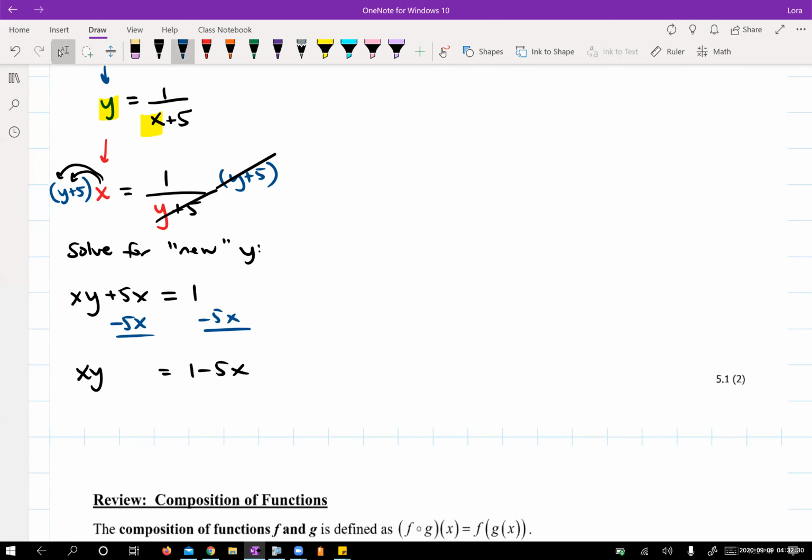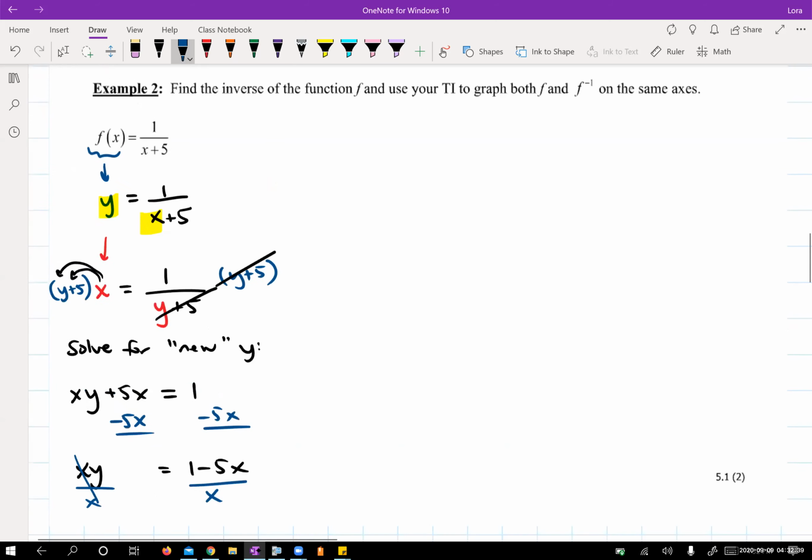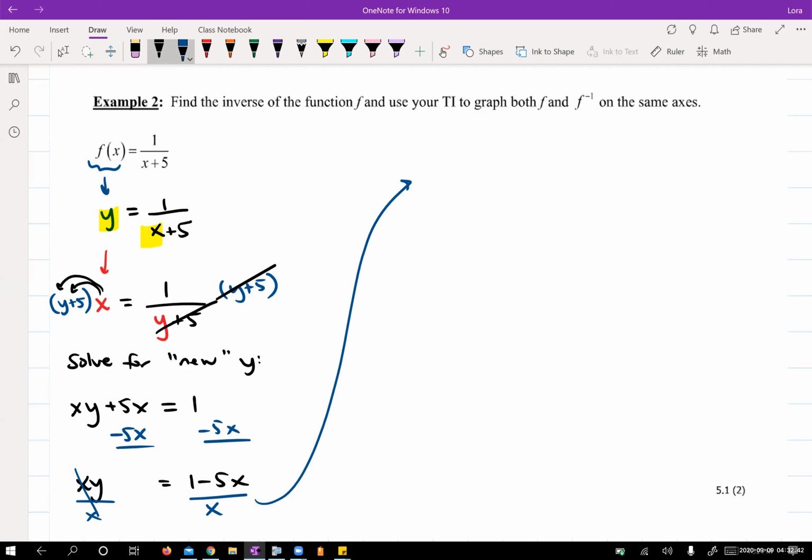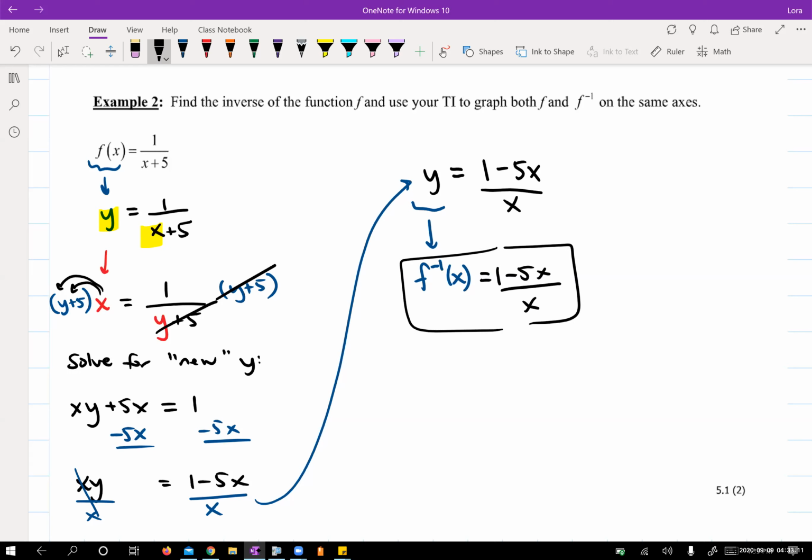And then divide both sides by x so that we isolate the y. So I'll move over here just a little bit. I will have y equals 1 minus 5x over x. Now this is almost done. The last thing we need to do, so we don't confuse our final function with our original function, is rename the y as f inverse. So f inverse of x equals 1 minus 5x over x. So now we have found the inverse.